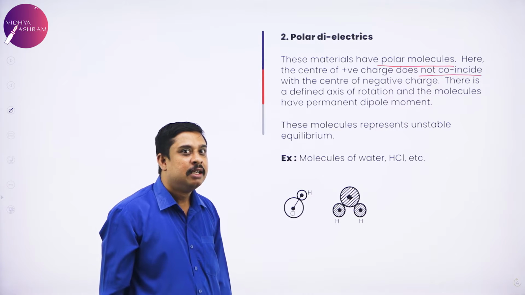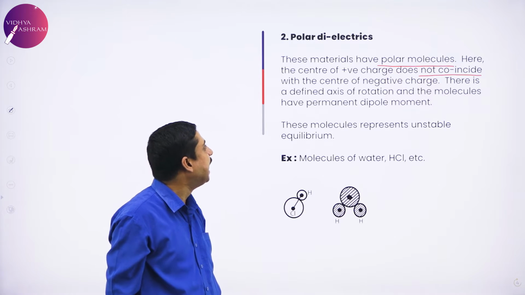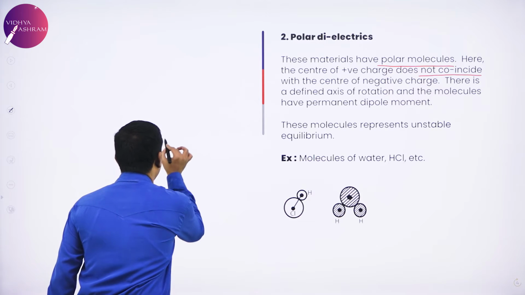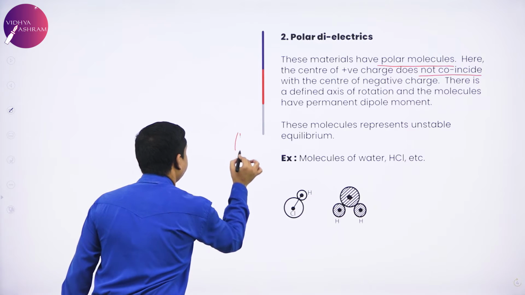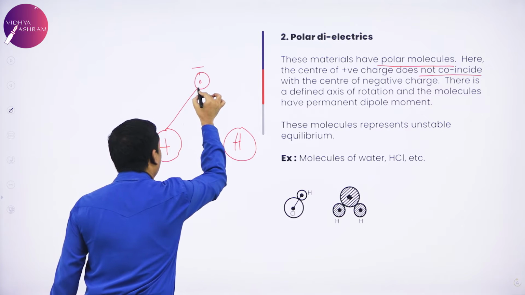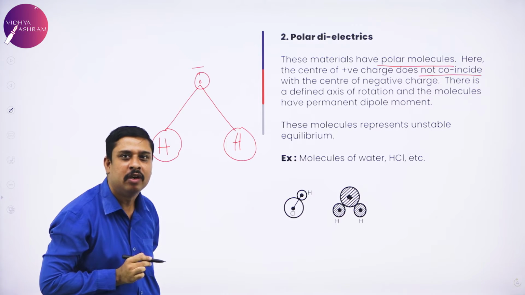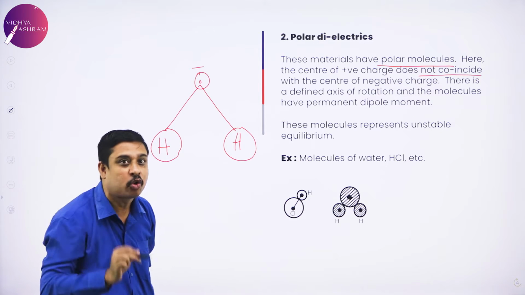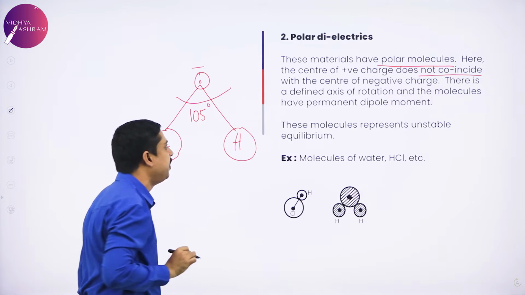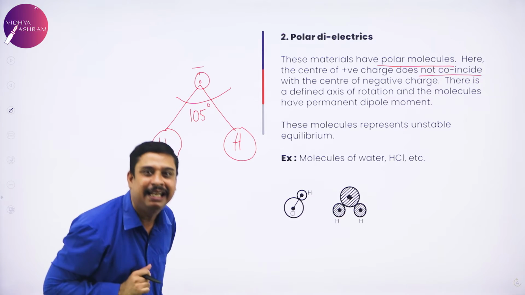Non-polar was coincident. Here, they do not coincide with the center of negative charge. For example, water, you have H and oxygen, which is negative. So if you clearly observe here, how do you say that the center of mass is not coinciding? Very clearly, they have a defined bond angle of 105 degrees. Because of this angle formed, the chemistry bond angle.